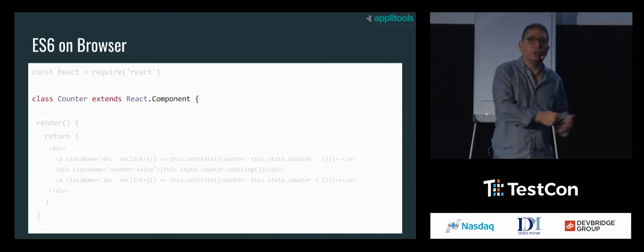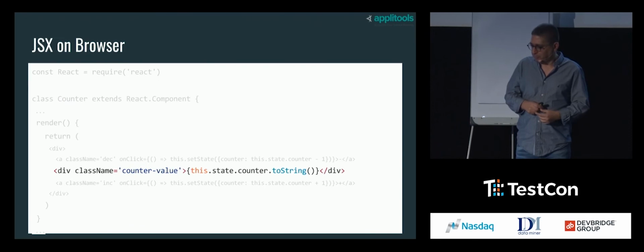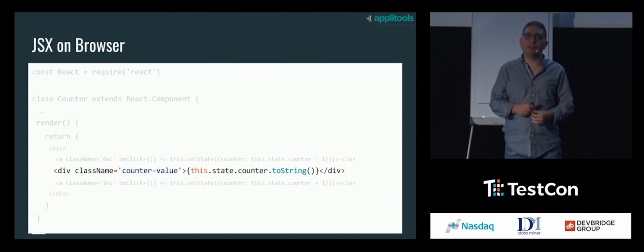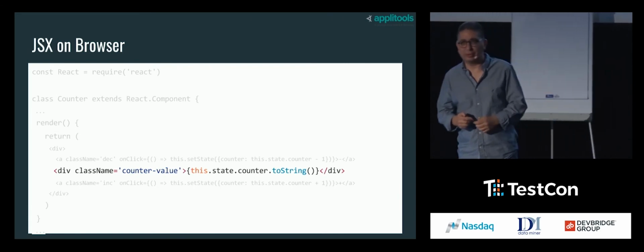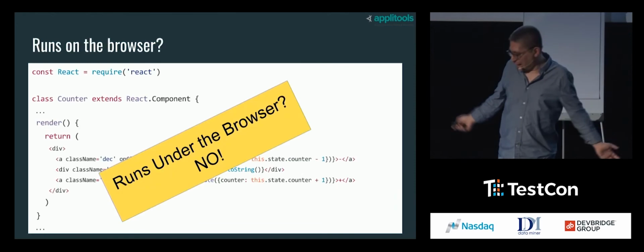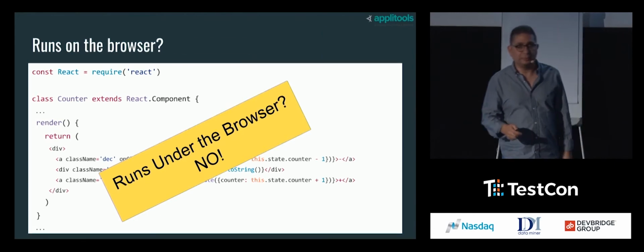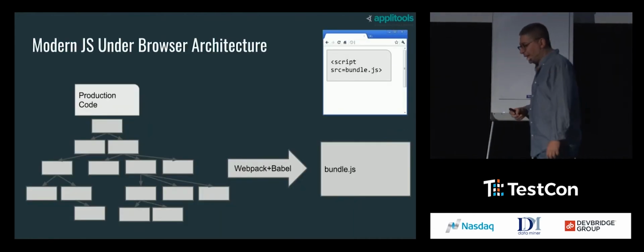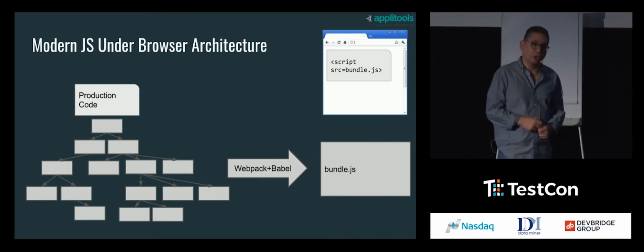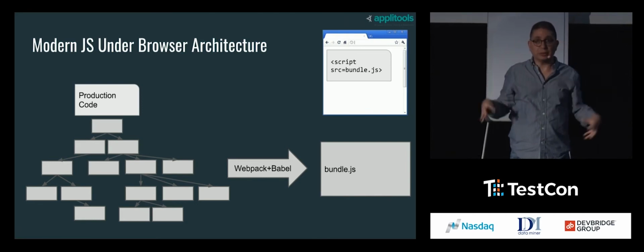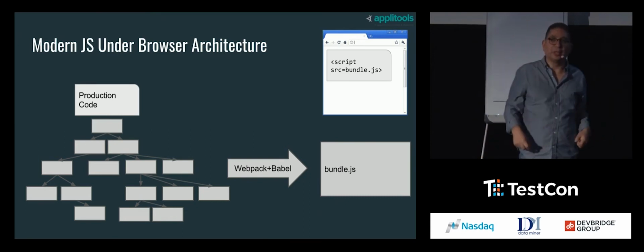So some browsers don't run ES6, they still run the old ES5 version of JavaScript. JSX? No, most definitely not. It's not even on the plan. So JSX does not run under the browser. So how does this code that developers write run under the browser? And the answer is very simple. It doesn't. If you look at a modern code base, you will see lots and lots of files, everybody requiring everybody else, in a tree-like form.